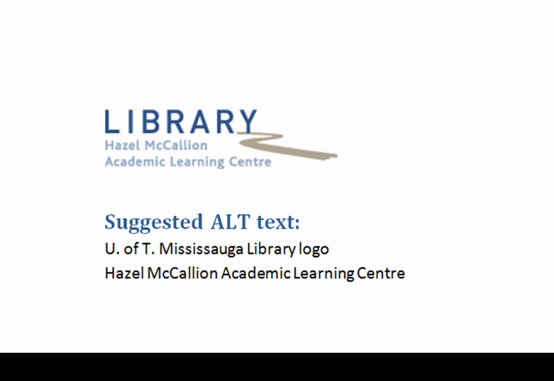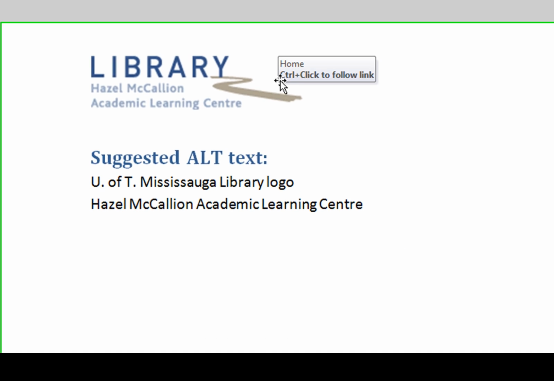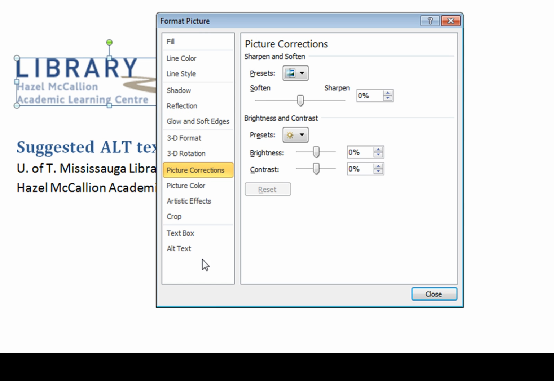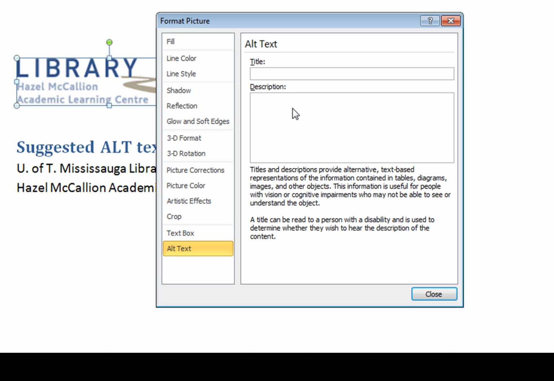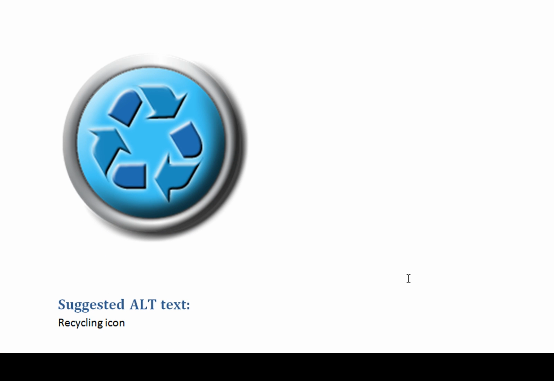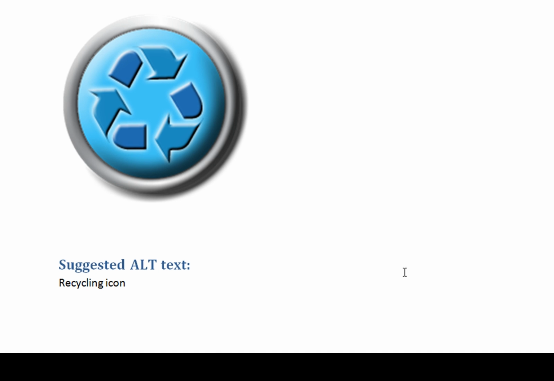Note, logo images imply text. Any image that has text in it should have that text as the alternative text. You can place other words in the alternative text, but at a minimum, it should say the same thing as the image. Here you see the recycling icon. It should also have alt text associated with it.